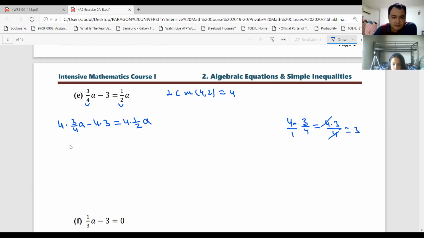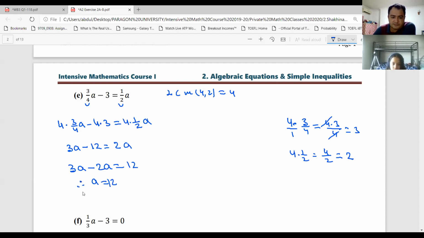So here, this thing is equal to 3a minus 4 times 3, which is 12. 4 times half, 4 times 1 over 2, right? So 4 times 1 is 4, 4 over 2 is equal to 2. So here we have 2a. Now take a to the left-hand side, 3a. It is positive, so it becomes minus 2a equals negative 12. Take to the right-hand side, it is 12. And 3a minus 2a is a equals 12. And that's the answer.